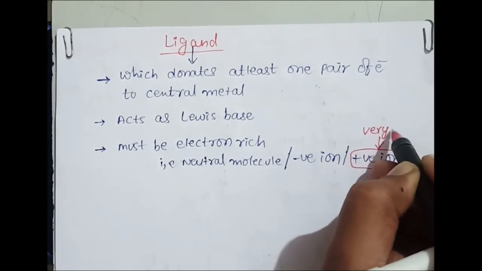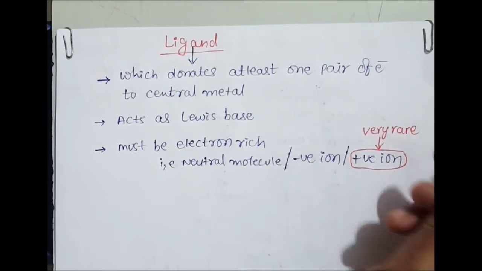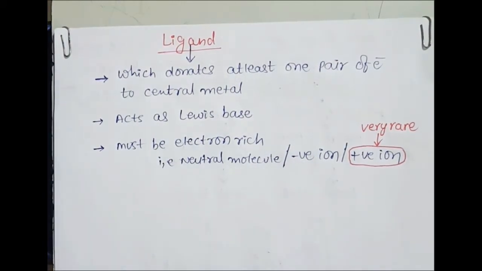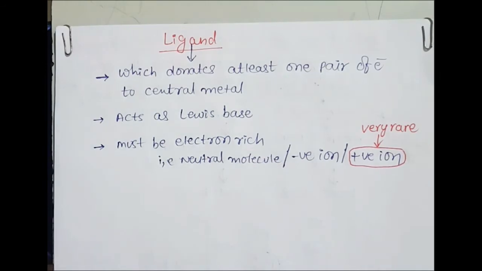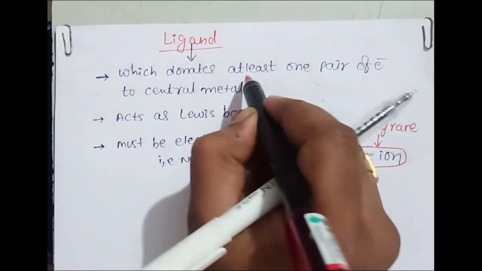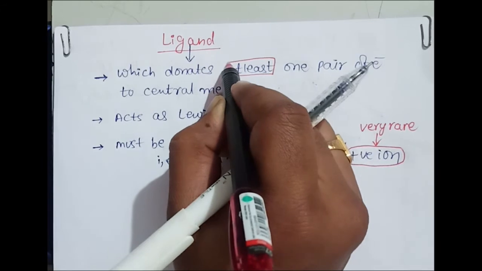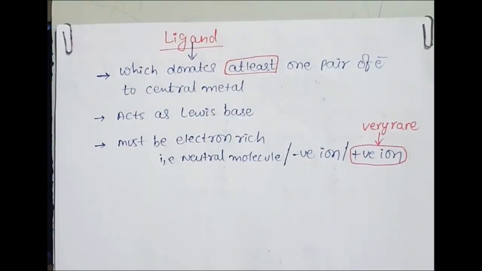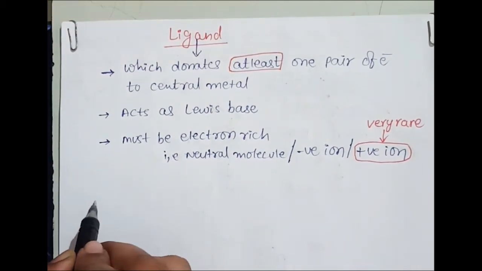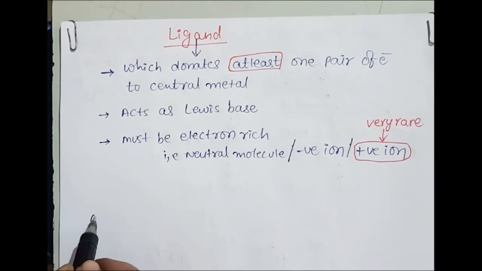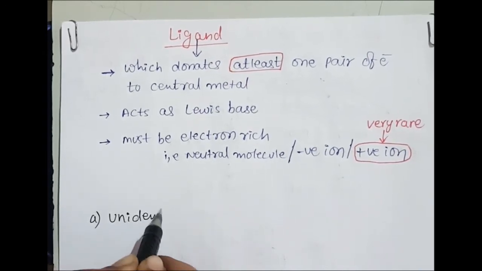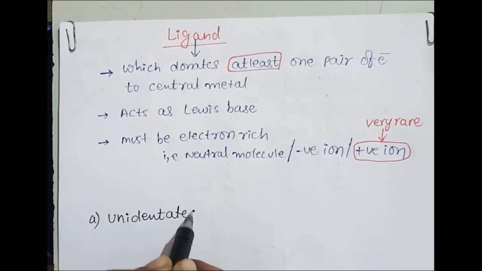So in most cases the ligand is which one? Either a neutral molecule or a negative ion. This is about ligands. Here it is said at least one pair, which means they can also donate more than one pair. That's why we classify ligands into many types. The first one is the unidentate ligand.